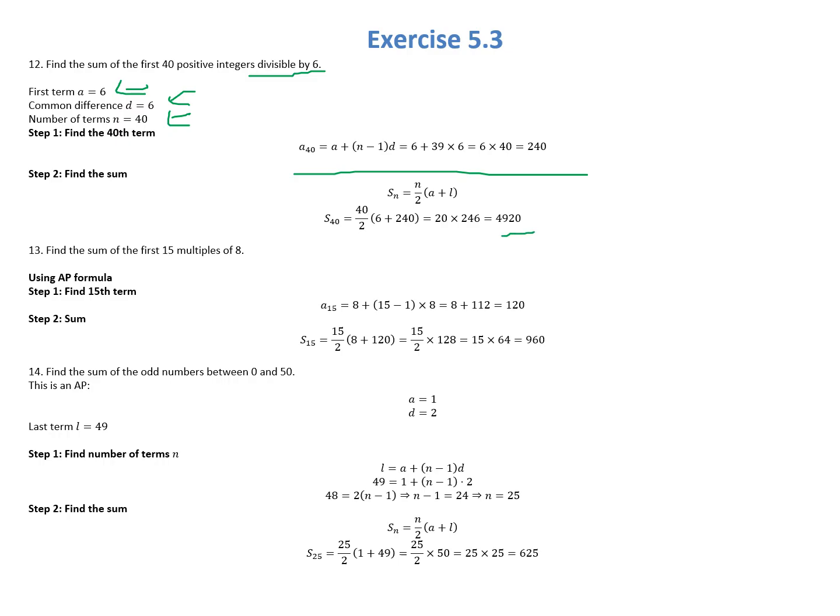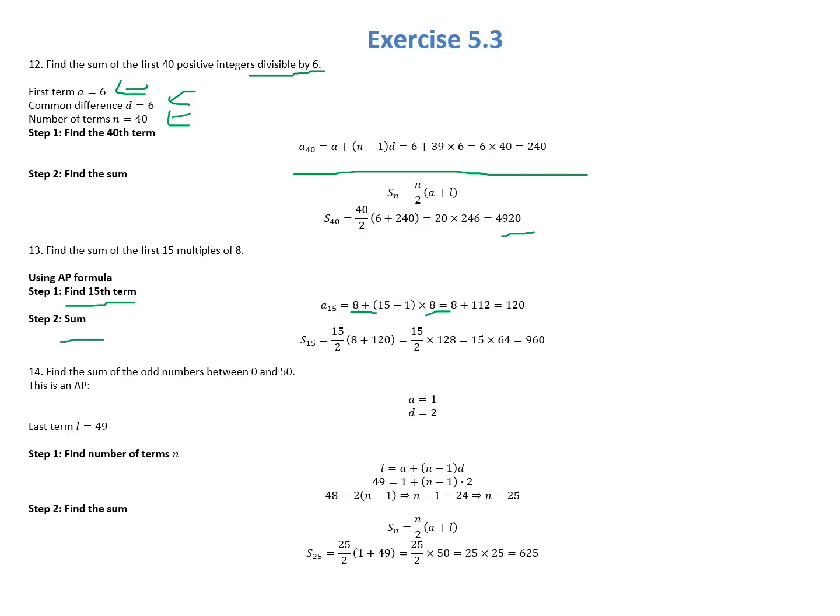Find the sum of the first 15 multiples of 8. So the first 15 terms are given, and we have to find the sum using the formula. Since these are multiples of 8, the first term is equal to 8 and the common difference is also equal to 8. When we put those values in the equation and solve it, we get the value as 60.